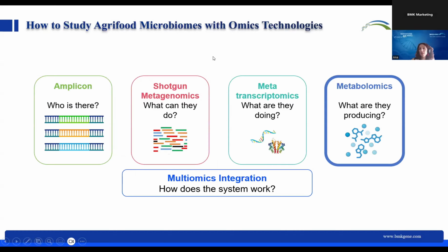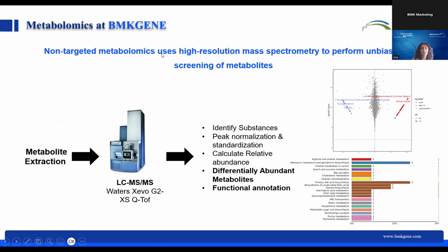The final technology here is metabolomics, so looking at what the community is producing. This is done using non-target metabolomics, which uses high-resolution mass spectrometry to perform an unbiased screening of metabolites. And here, the key is unbiased, so we don't have any information on the metabolites that we want to quantify and to identify. So the workflow here is extracting the metabolites from the sample, injecting into LC-MS.